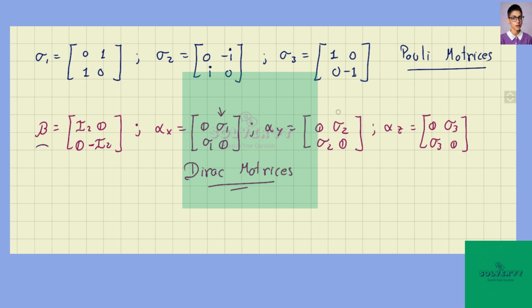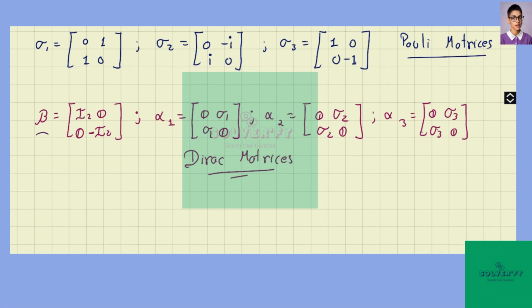Okay, so I'm going to abuse the notation a little bit and change it to make things easier. Instead of alpha x, alpha y and alpha z, I'm going to call them alpha 1, alpha 2 and alpha 3, to make the calculations easier. So the first thing that we need to show is that the squares of all the Dirac matrices are the same: alpha 1 squared, alpha 2 squared, alpha 3 squared. The square of each of these matrices is the same.